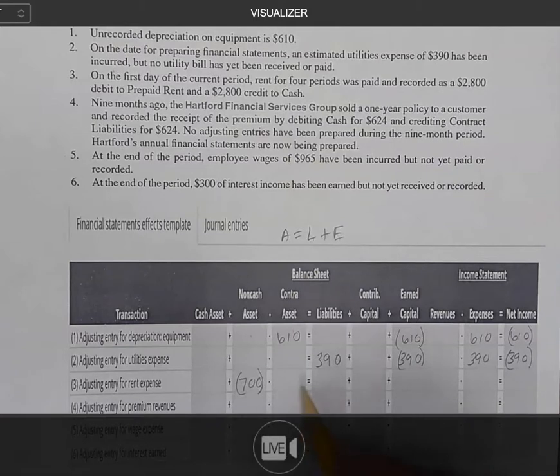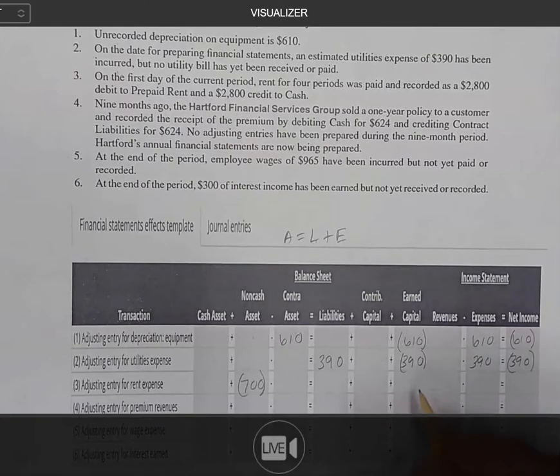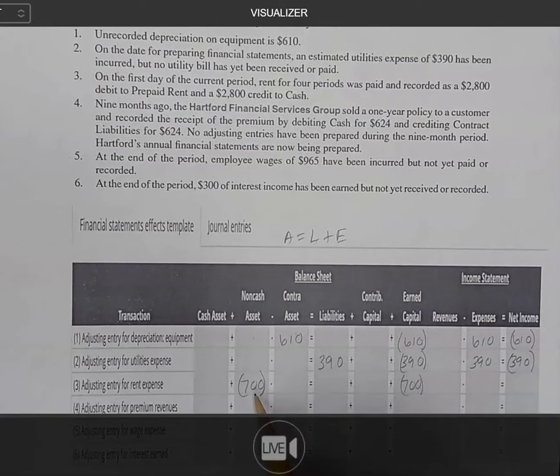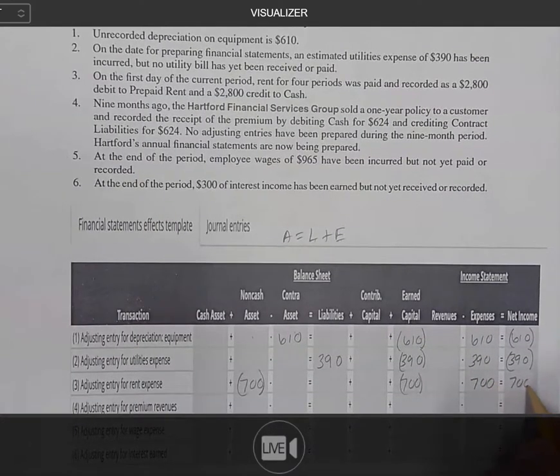We don't have any contra asset. Nothing has happened with any kind of liabilities. So this is actually going to make our earned capital go down by $700 by way of the reduction of a current asset, specifically prepaid rent. Over on the income statement, we would record then $700 of rent expense, and we would then have a $700 reduction to net income. All right.